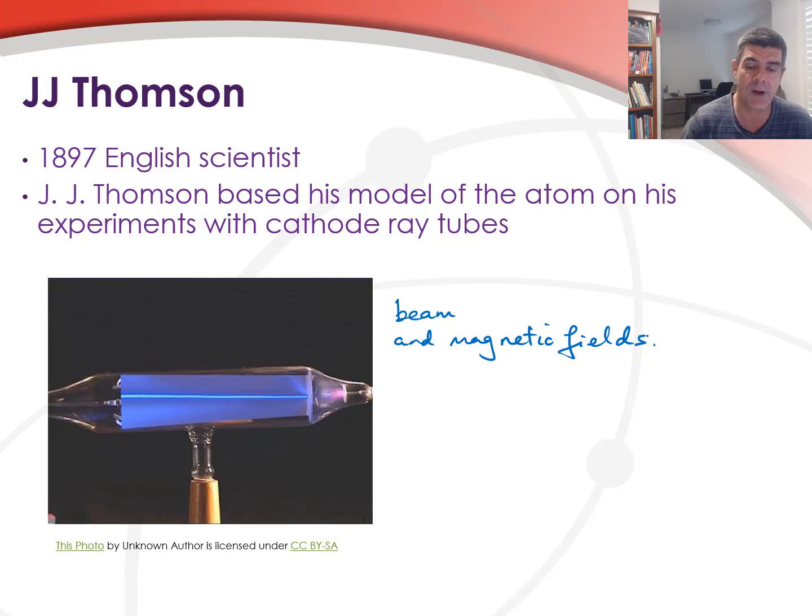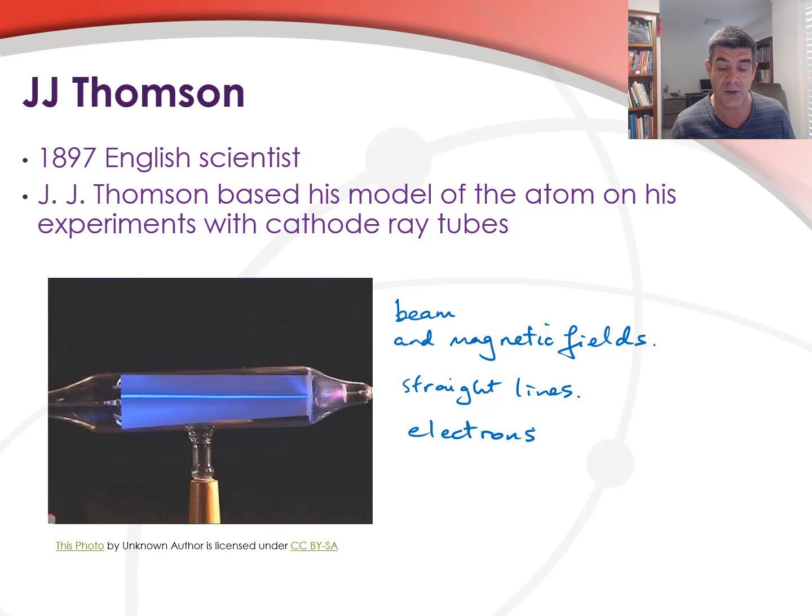A number of experiments were done on the nature of cathode rays and how they interacted with magnetic fields, the energy that they had, and also the fact that they traveled in straight lines. And all of these were important qualities of these particular particles, which we now refer to as electrons. So I guess another way to look at cathode ray tubes is as beams of electrons.